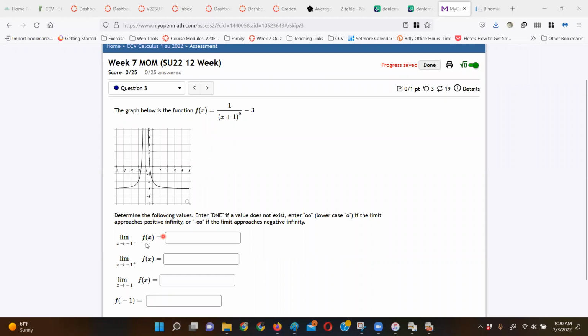Okay. So as I approach -1 from the left, I'm going up to positive infinity. And then as I approach -1 from the right, I'm going up to positive infinity. So what is the limit as x approaches -1?